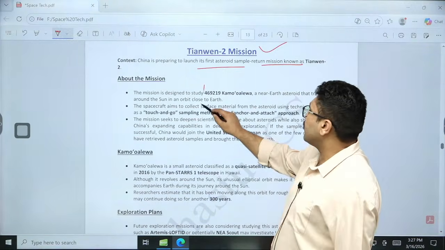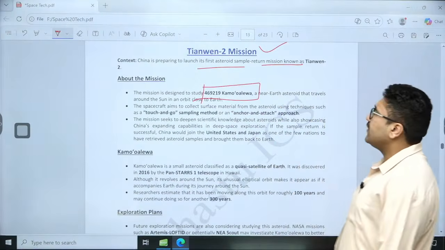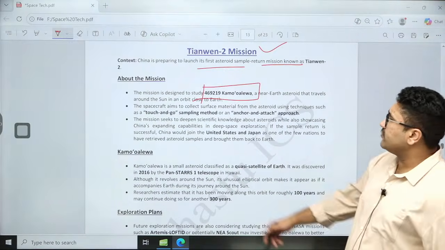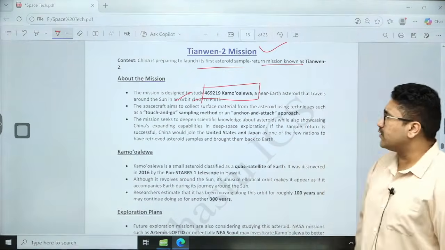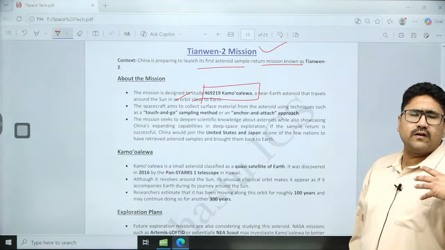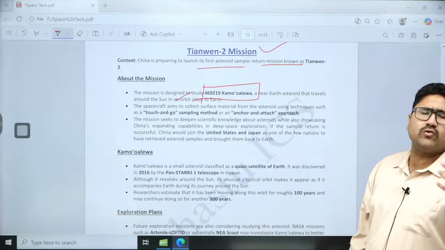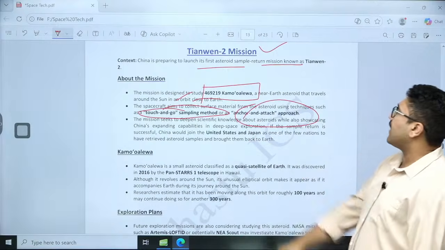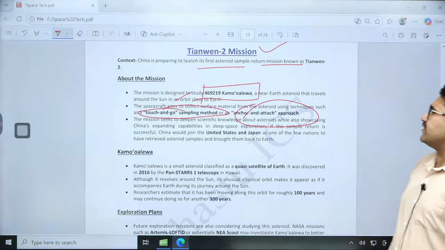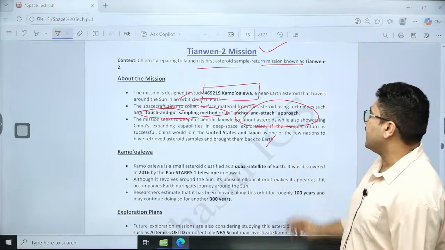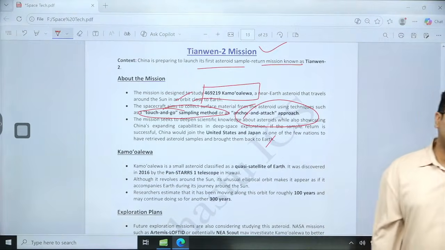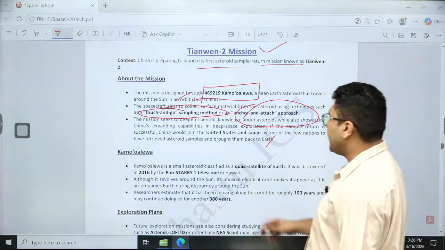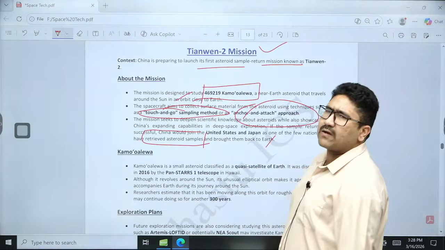The name of the asteroid is 469219 Kamo'oalewa, a near-Earth asteroid that travels around the Sun in an orbit close to the Earth. How is China going to extract resources? Using the touch-and-go sampling method or the anchor-and-attach approach. The mission seeks to deepen scientific knowledge about asteroids, and China will become the third country in the world after the USA and Japan to have retrieved asteroid samples and brought them back to the Earth.